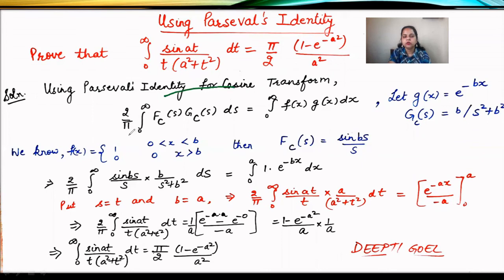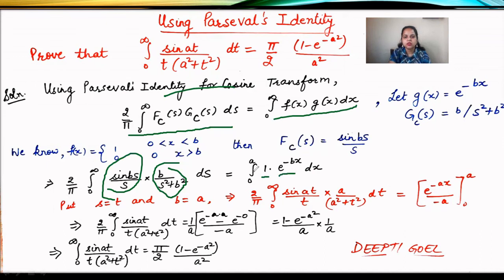The Parseval identity for the cosine transform has the statement that 2 by pi integral 0 to infinity of the Fourier cosine transform of the function f into the Fourier cosine transform of the function g into ds will be equal to the integral 0 to infinity of fx into gx into dx. So now we substitute the values of the Fourier transforms and the functions. So what we get here is 2 by pi. For Fc of s, we get the result as sine of bs by s. For Gc of s, we get the result as b upon s square plus b square into ds. For the functions on the right, it is 1 and it is e to the power minus bx.